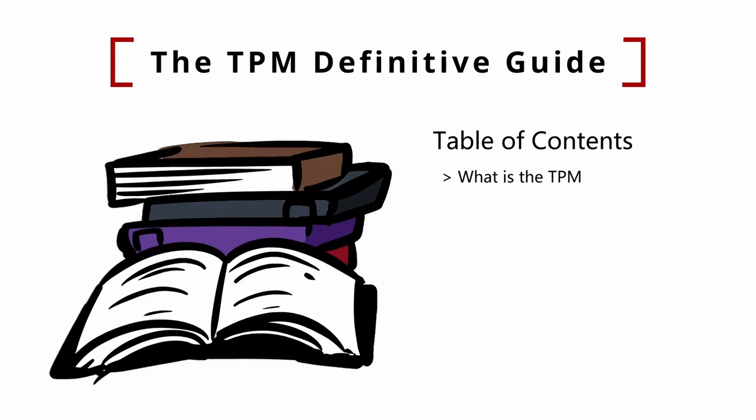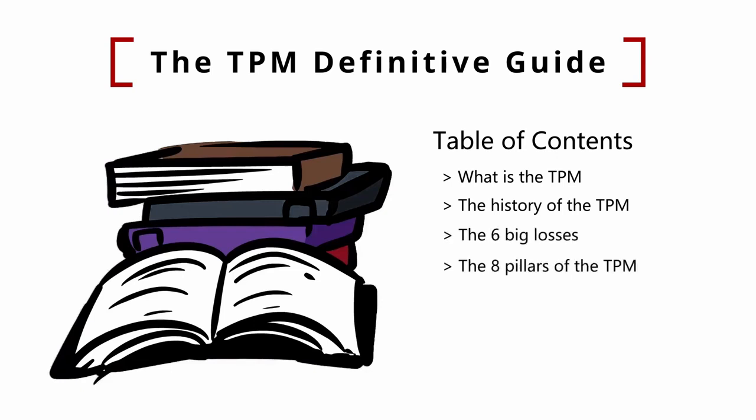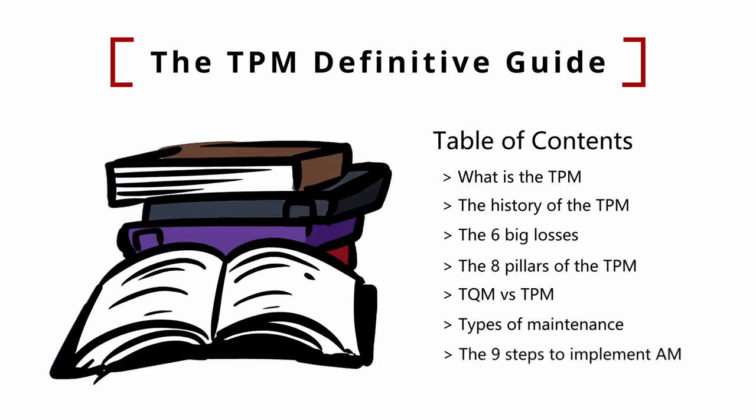What is the TPM and why it is important? The history of the TPM. The 6 big losses. The 8 pillars of the TPM. TQM vs TPM. The different types of maintenance. The 9 steps to implement autonomous maintenance. Practical tips for TPM. Ready, go.